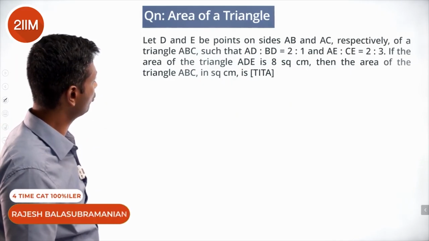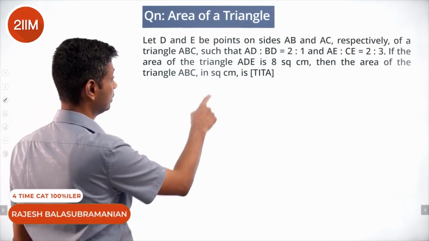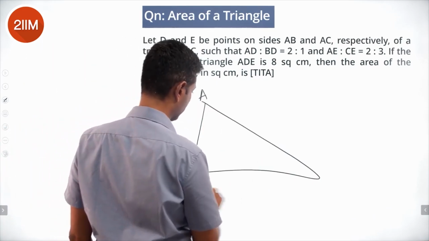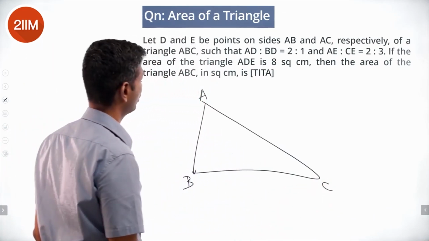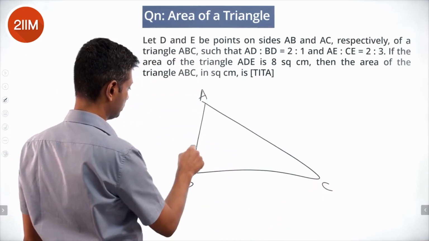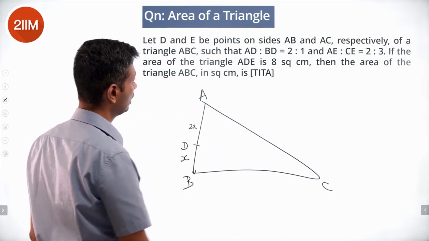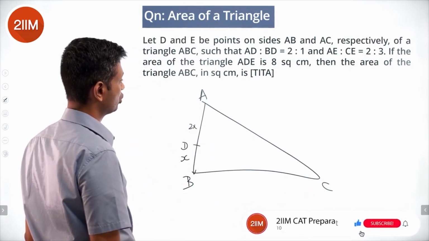Let D and E be points on sides AB and AC respectively of a triangle ABC such that AD is to BD is 2 is to 1, so 2x and x. And AE is to EC is 2 is to 3.